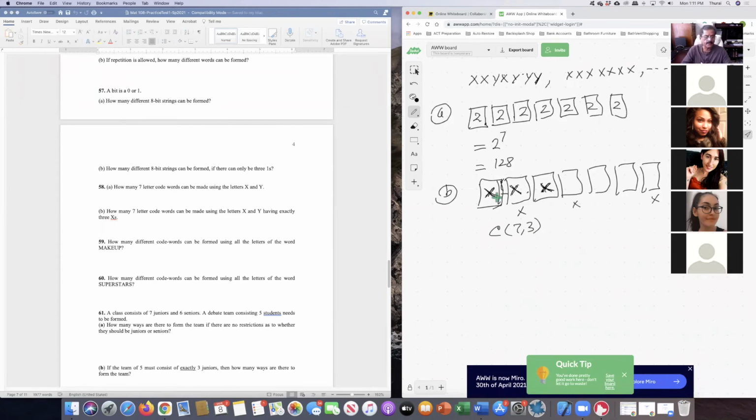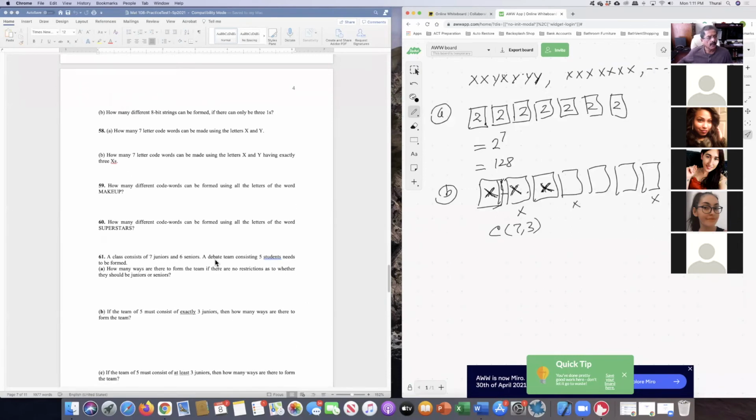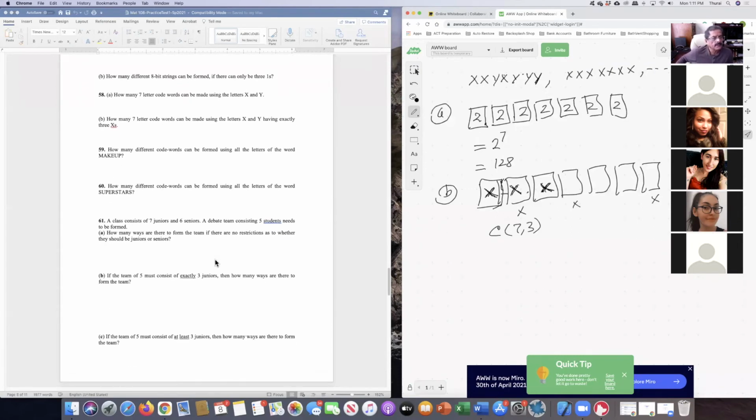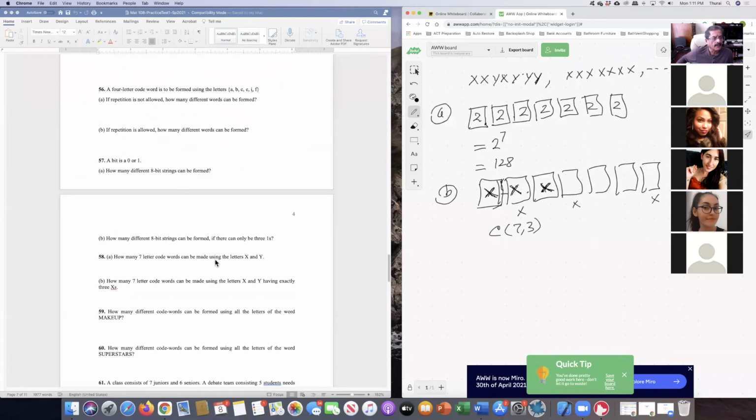C7, 3. We did a problem like this using 0 and 1. Instead of 0 and 1, we have X and Y here. That's the only difference. So this problem and the problem involving 0 and 1 are very, very much the same. Actually, it's question 57. 57 and 58 are similar questions. You answer them the same way. If you want, I can go over 57.